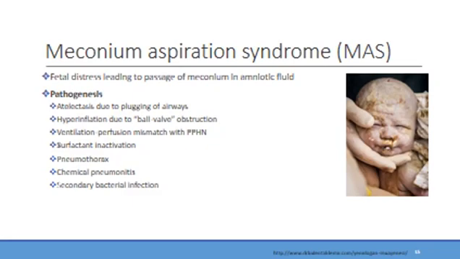Another factor to consider is that meconium can inactivate the surfactant and therefore cause poor compliance of the lungs. Because of the hyperinflation, pneumothoraxes are common, and then on the second, third day of life, there can be a chemical pneumonitis due to the irritating effects of the meconium. And then lastly, the lungs can be injured, which can cause a secondary bacterial infection.